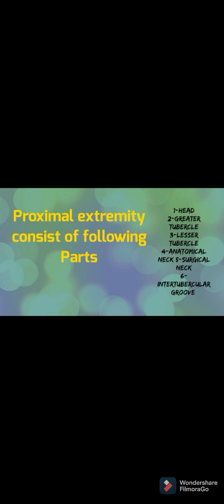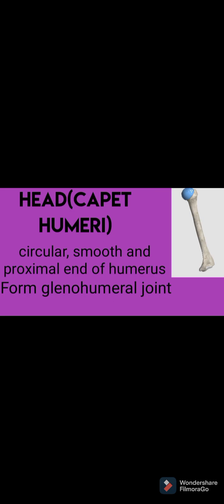The head of the humerus, which is also called the caput humeri, is a round, smooth proximal end of the humerus that is oriented medially, superiorly, and slightly posteriorly. It articulates with the glenoid cavity of the scapula, which is present on the upper lateral border of the scapula. Thus, the head of the humerus forms the glenohumeral joint at the pectoral girdle.